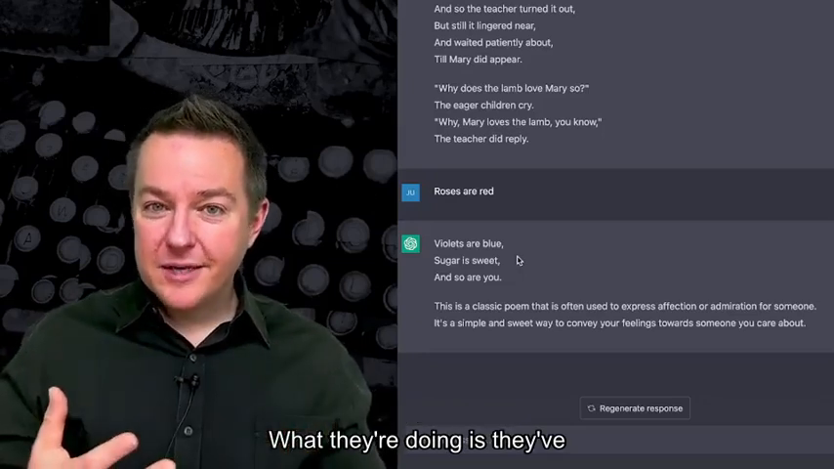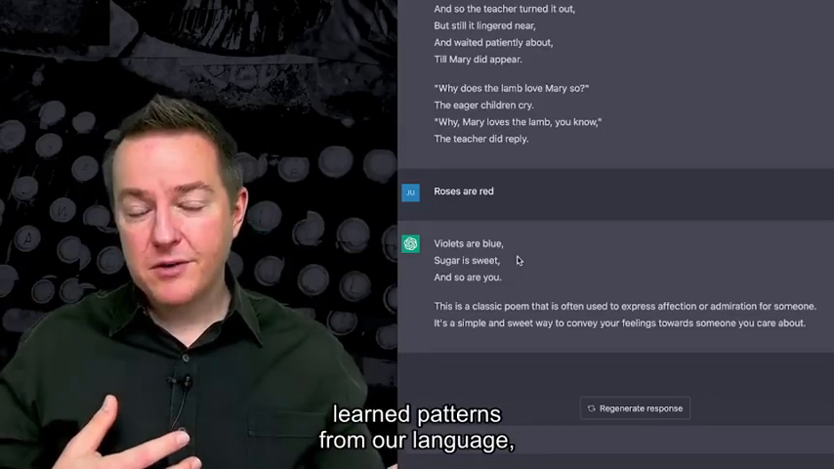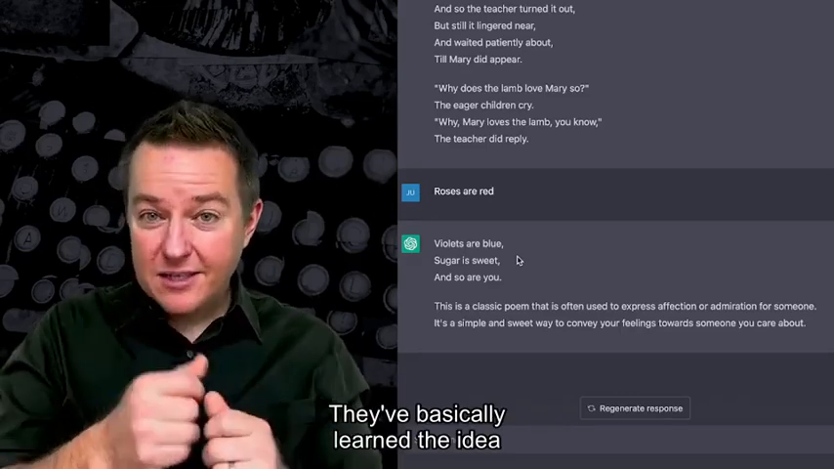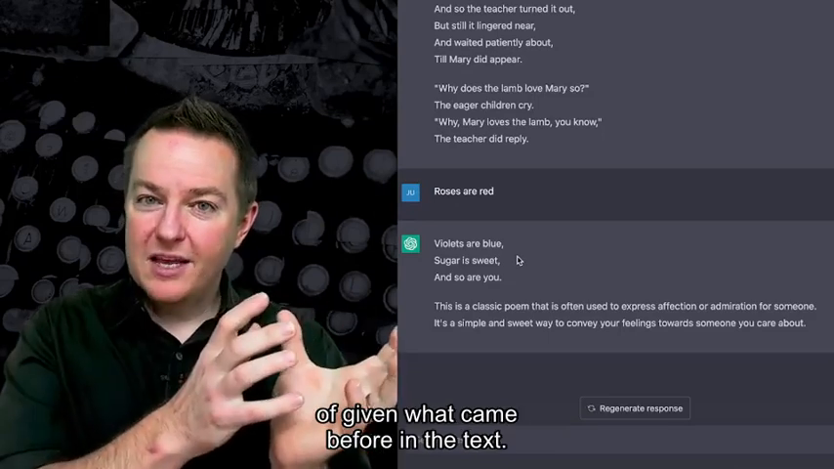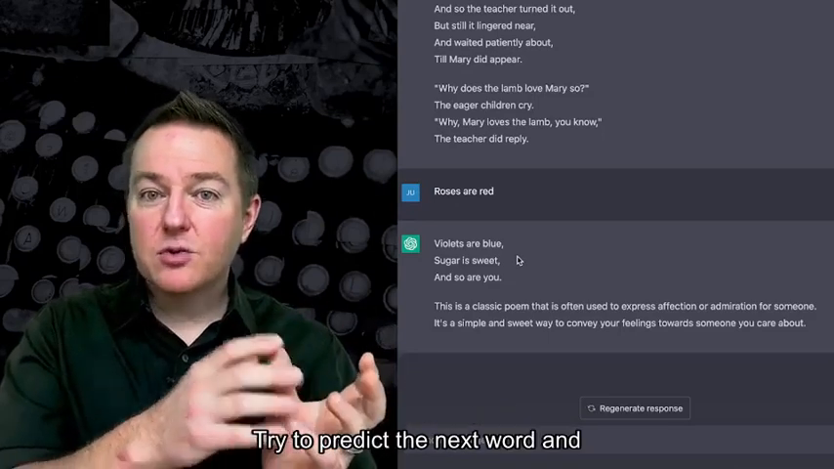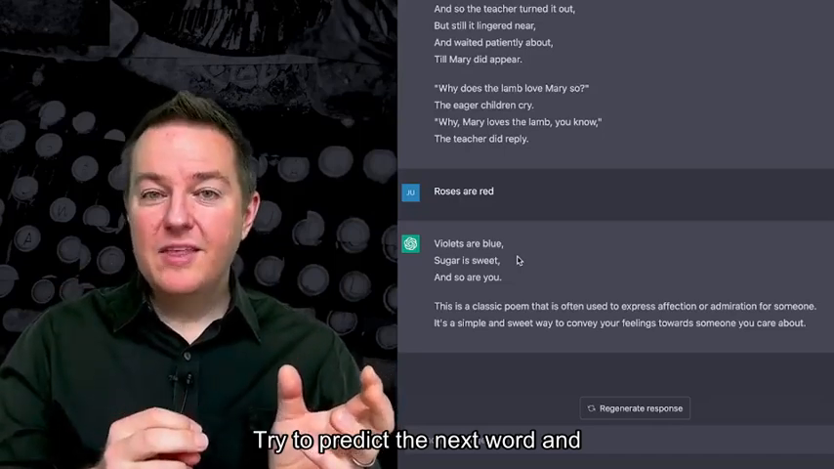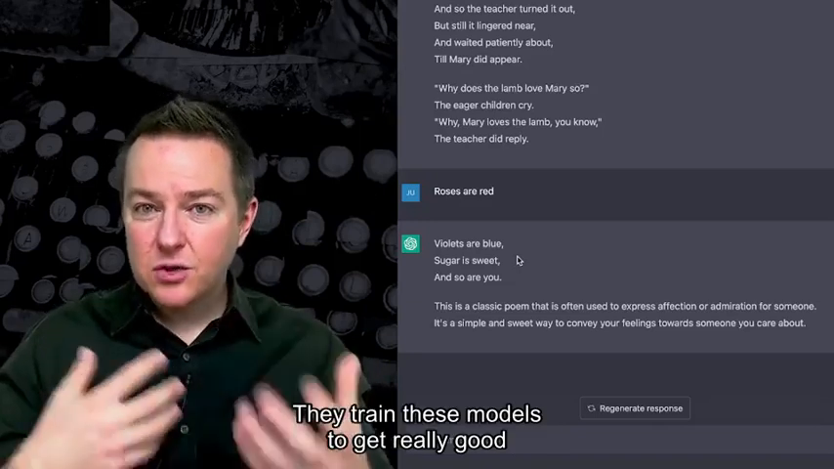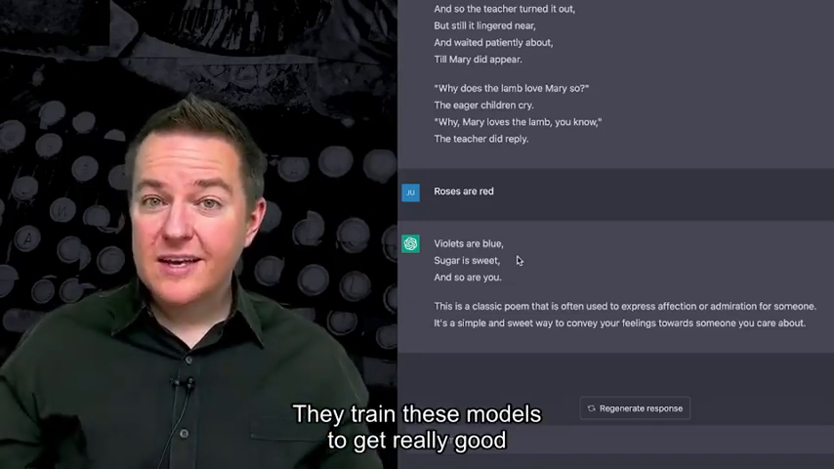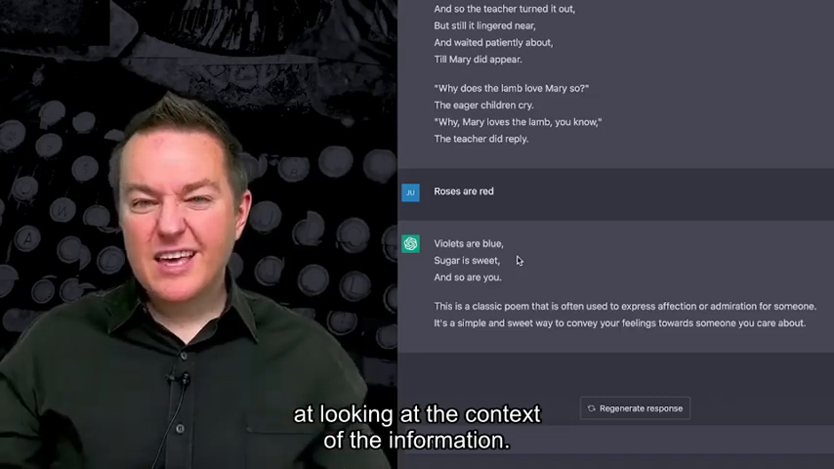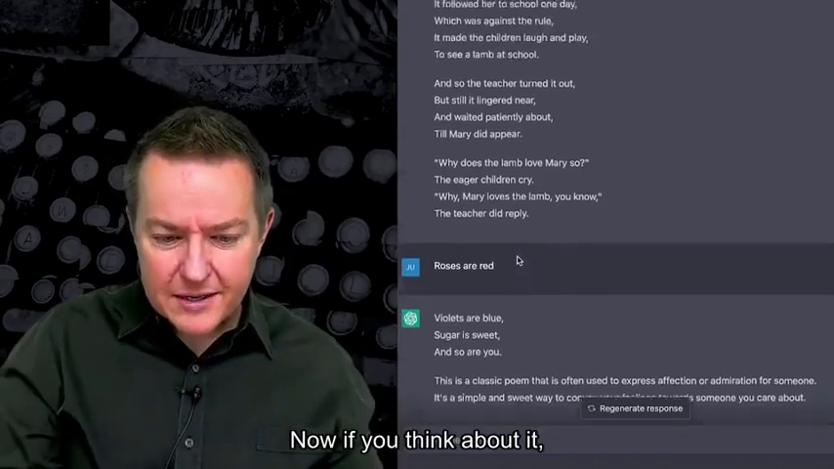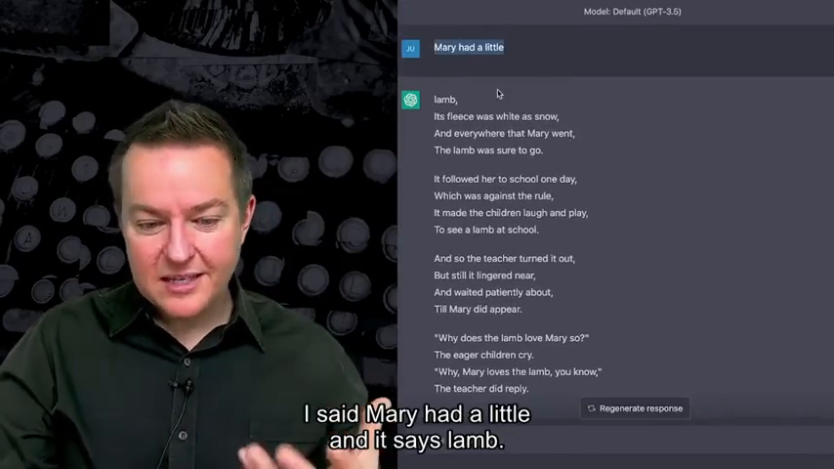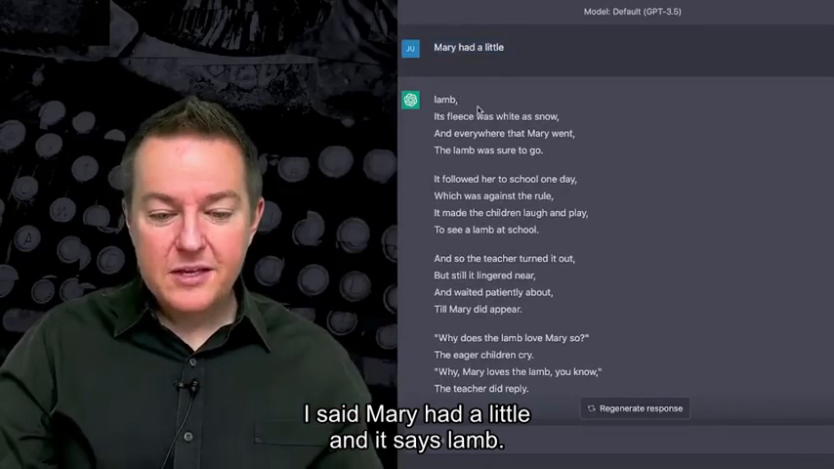What they're doing is they've learned patterns from our human language that was out there on the internet. And they've basically learned the idea of, given what came before in the text, try to predict the next word. And then if I take that word and I add it back in, try to predict the next word. And so they trained these models to get really good at looking at the context of the information. Now, if you think about it, it has a lot of context. It's tapping into a pattern that it's seen. I said Mary had a little, and it says lamb.